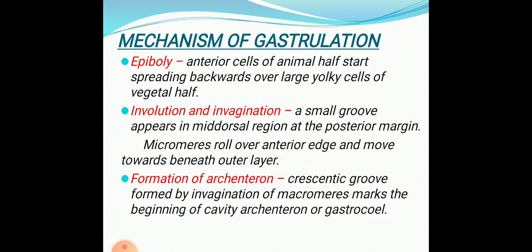So what are the events? A groove appears below the gray crescent. The macromeres move into the embryo through this groove and form the endoderm. The movement of endoderm into the embryo is called invagination. So these are the events.